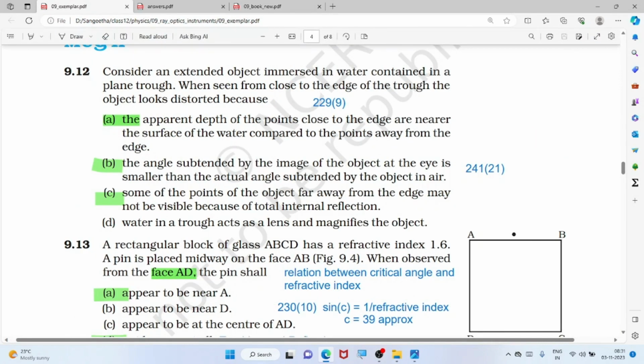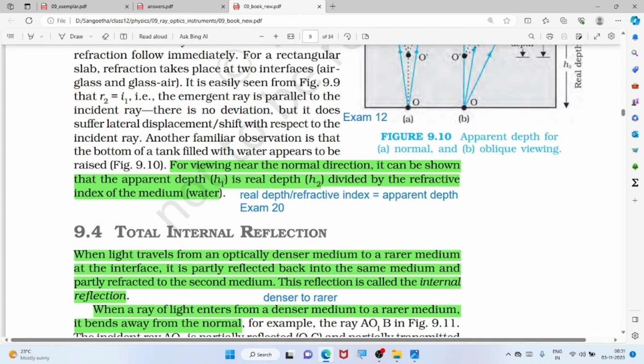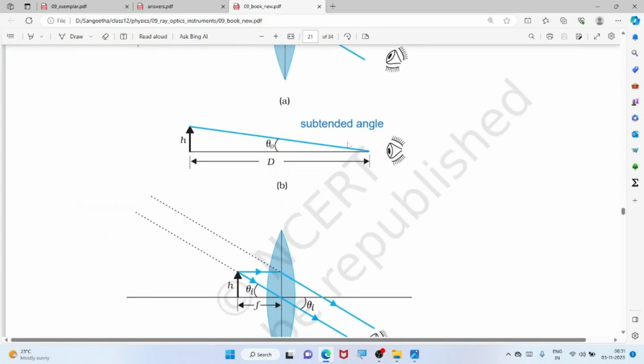Then the other one is question 21. What does subtended angle mean? See here, this is the subtended angle seen from the eye. The height is subtended angle. When the subtended angle gets reduced, the image looks distorted.